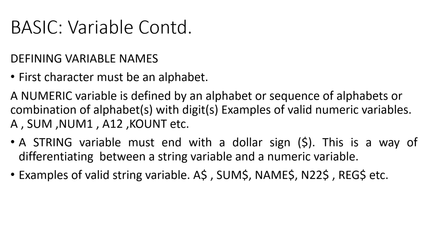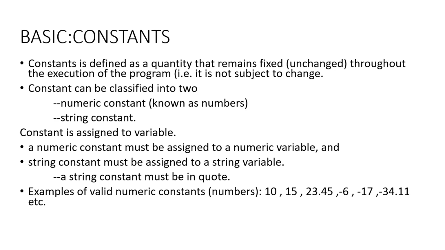So these are examples that we have here. We can have a dollar sign, some dollar sign. Since it is ending with a dollar sign, that shows it's a string variable. And now let's go on to constants. A constant is defined as a quantity that remains fixed. It doesn't change. It does not change throughout the execution of the program.